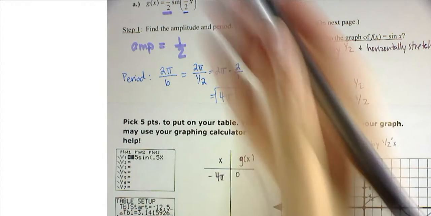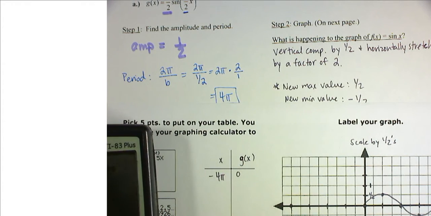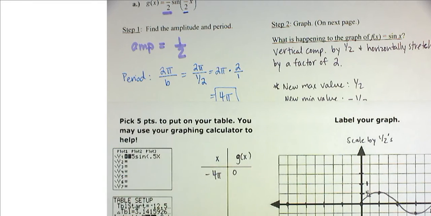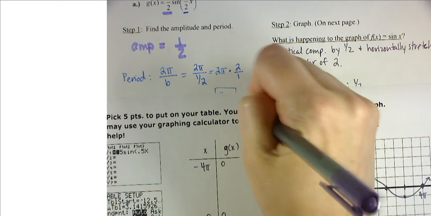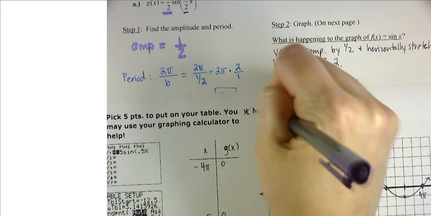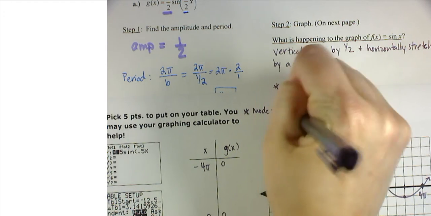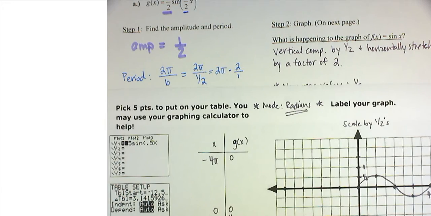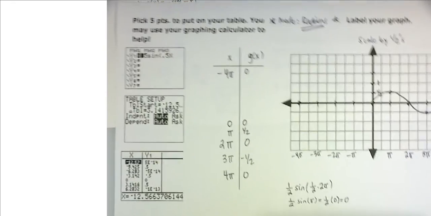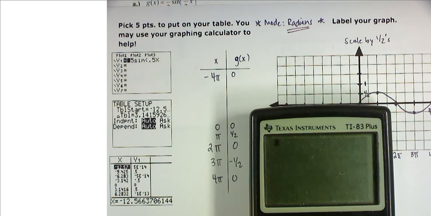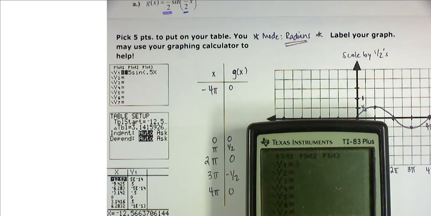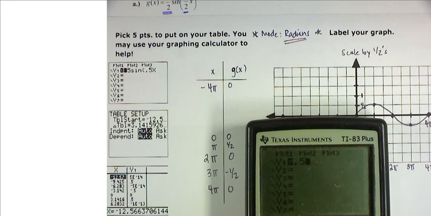Now, you can also use your graphing calculator, but whenever you graph a trig function, your mode has to be in radians. Okay, so you have to make sure you change your mode to radian. So that's what I'm going to do first. I'm going to go to mode. I'm going to select radian. And now I'm going to go to y equals. And this is 1/2. So I'm just going to put 0.5 sine 0.5 x. Okay, now you can just graph it.